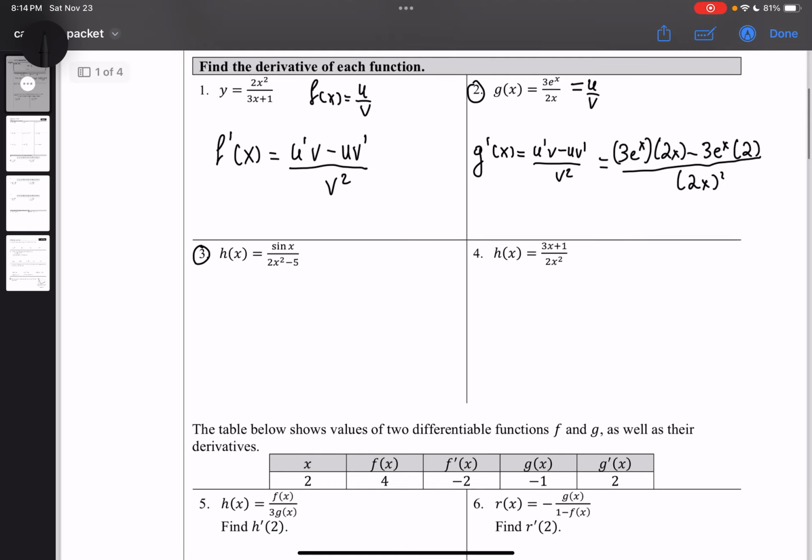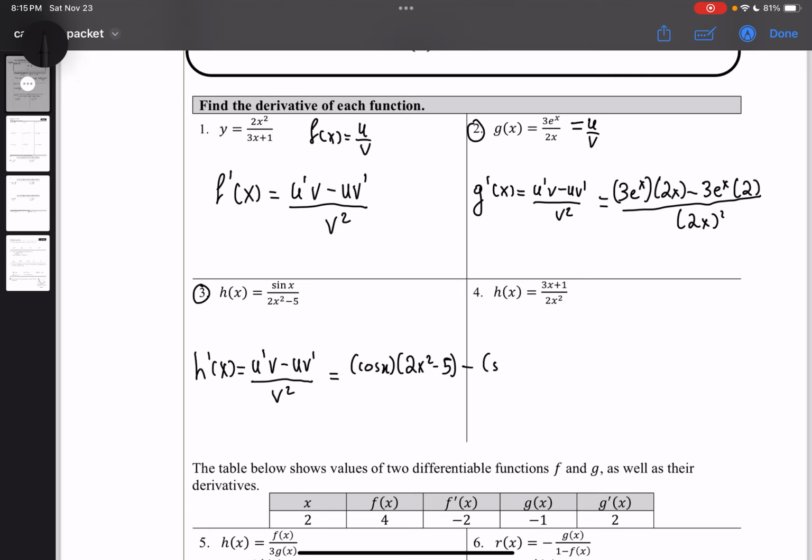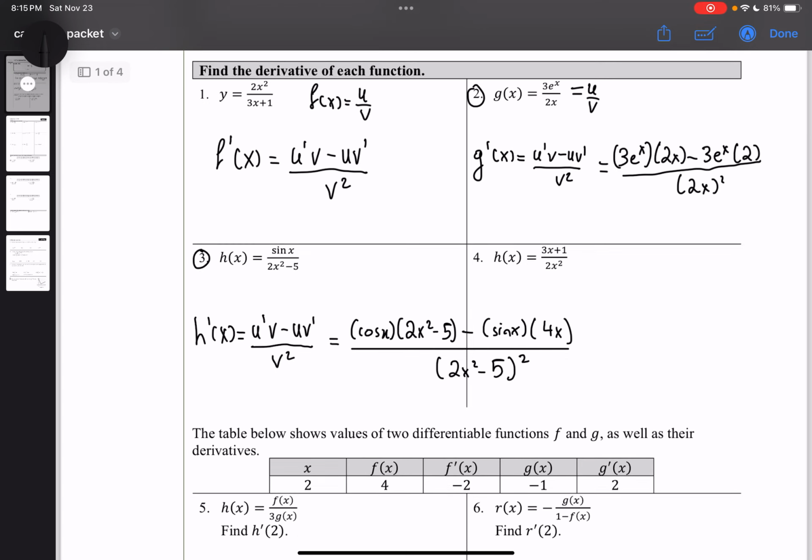So the second question, we have h of x equals sine x over 2x squared minus 5. And you guessed it, I'm going to write the formula again. So u prime v minus u v prime over v to the power of 2. So u prime is going to be my cosine x, v is 2x to the power of 2 minus 5, minus u, which is sine x, v prime is going to be my 4x, because minus 5 is going to be 0 because it's a constant. So all of this is going to be over 2x to the power of 2 minus 5, all of it to the power of 2.